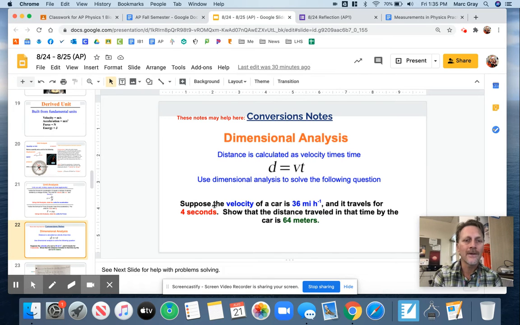So notice right here that there's a question that says, suppose the velocity of a car is 36 miles per hour and it travels for 4 seconds. Show that the distance traveled in that time is 64 meters. So using the formula distance equals velocity times time, if I were just to take 36 miles per hour times 4 seconds, okay, you're thinking, oh, I could just do 36 times 4. That's right. But the units for that would be miles times seconds per hour, okay, which is not a very normal unit for distance. So you want to be able to do conversions at this point. And on the next page, I've shown you like how would I set that up.